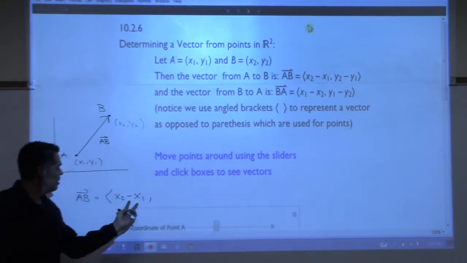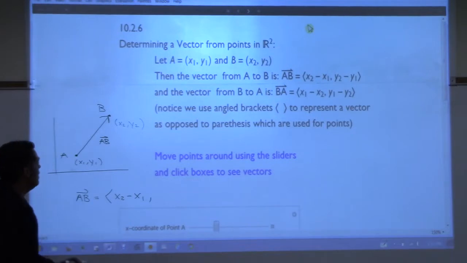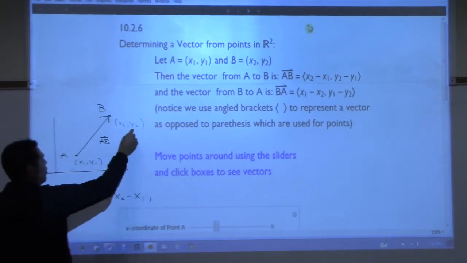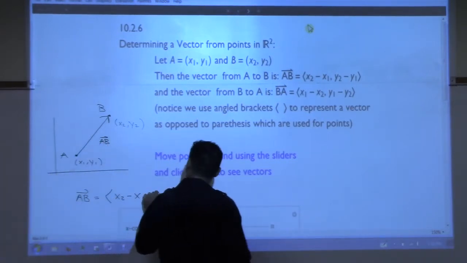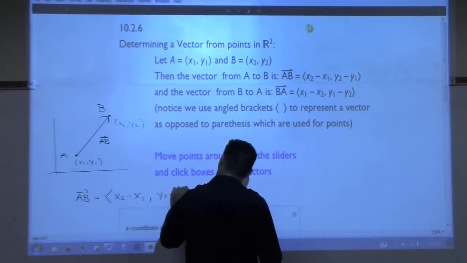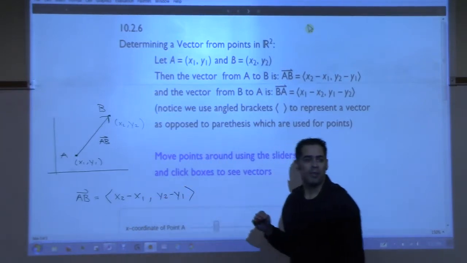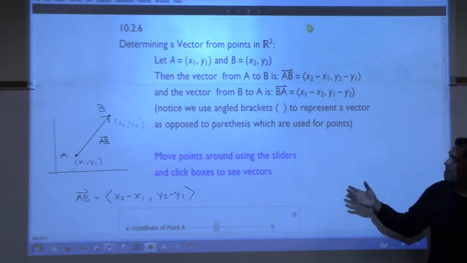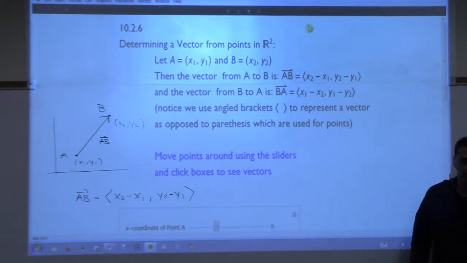That'll be a new number, won't it? This will be a number here. All right, and then to get the y, I do y2 minus y1. So I'm going to have 2 numbers here, and that is going to represent that vector from A to B.